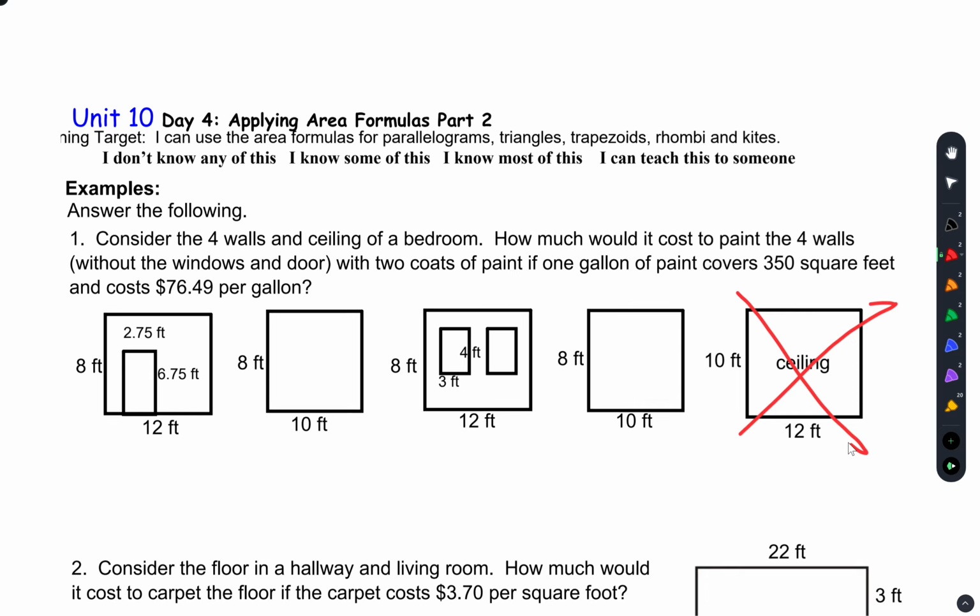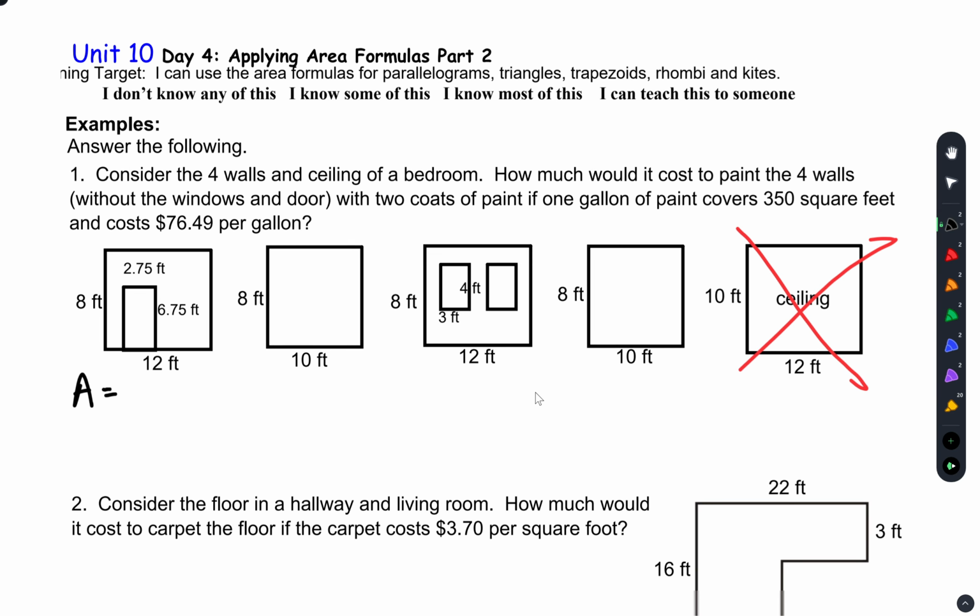So I'm going to add each piece together. Some of them are going to be a little bit easier than others. What I like to do, and this is totally up to you, I like to write this all out and then put it in my calculator all at the same time. So let's start with this first wall with the door on it. Do we see that I have an 8 by 12 wall? And to figure out how much area is on there without the door, I'm going to subtract the 2.75 by 6.75 door.